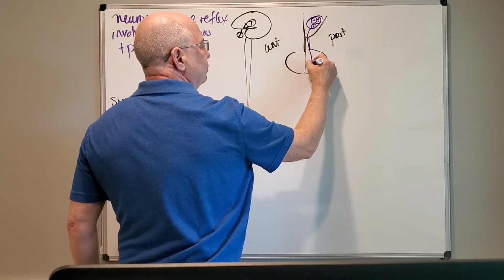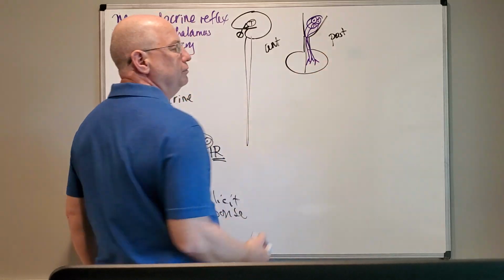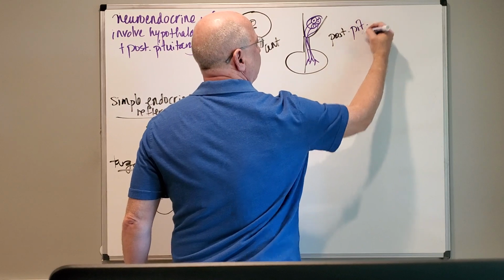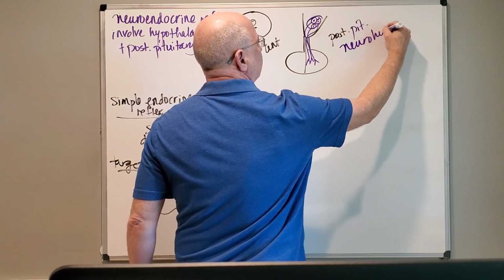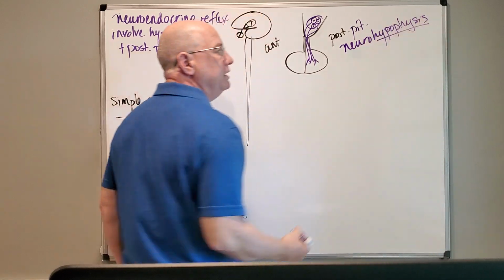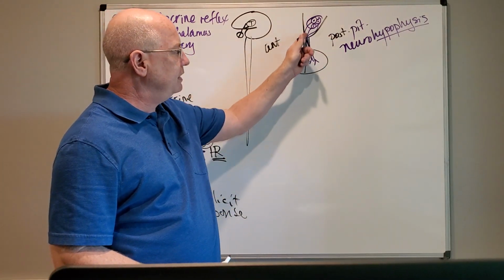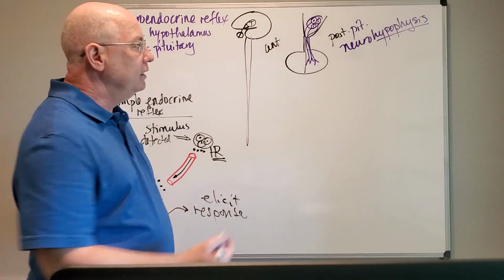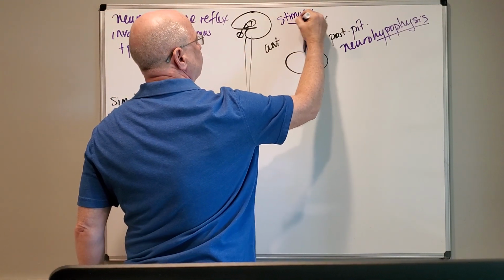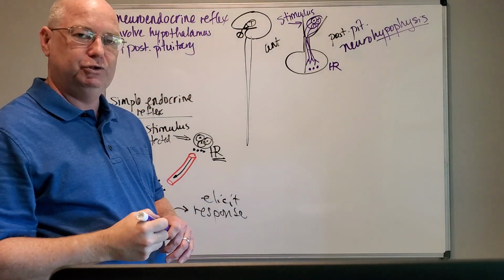But each one of these cells will send axons through the infundibulum into the posterior pituitary. That's why the posterior pituitary is often called the neurohypophysis. Okay? The word hypophysis means pituitary. The neurohypophysis is the posterior pituitary because it has the axons of neurons in it. Those neurons will detect some kind of change called a stimulus. They will release a hormone into the bloodstream at the posterior pituitary.